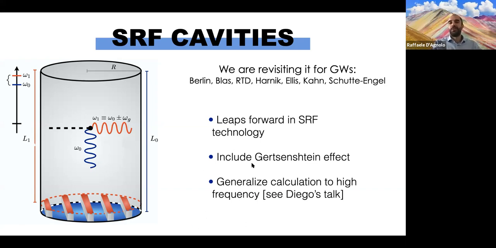Secondly, in the original calculations from these papers that I mentioned in the previous slide, it was missing the calculation of the direct coupling between the gravity wave and the electromagnetic field. So the signal that they were looking for was the cavity being deformed by the gravity wave. And finally, since these ideas were initially thought for low frequencies, only the leading order metric was used. And as Diego said, we tried to generalize also to frequencies of the order of the size of the cavity.